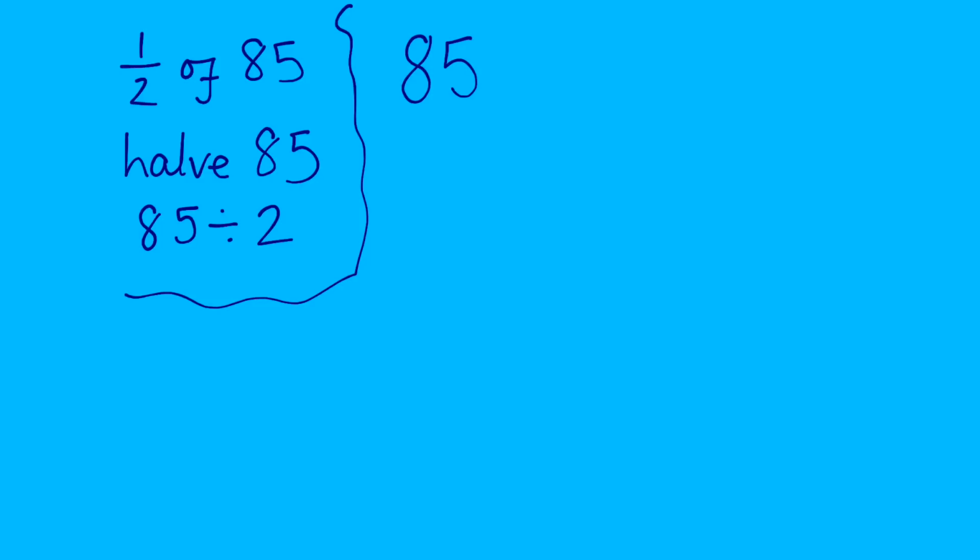Well, let's try and do it. So we're going to partition the number. We've got 80 and we've got 5. So we're going to halve each of those. So half of 80, that's nice and easy. I know that's 40. Half of 5, that's a bit trickier. So half of 5 is going to give me a decimal, 2.5. Now, we know it's a decimal because it's an odd number. And an odd number, when we halve it, will give us a decimal. So half of 5 is 2.5. Then I need to put my numbers back together again. 40 plus 2.5 is 42.5.